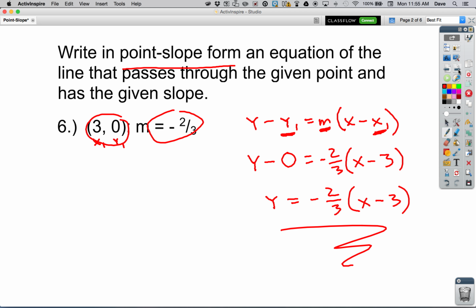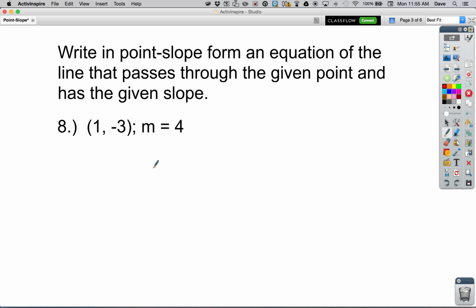All right, let's try another one. Here's number 8. Same thing. Here's a point that my line goes through. Here's the slope that the line has, so I just need to plug it into the right spots. So once again, it should be y minus whatever your y coordinate is, in this case negative 3. I'll put parentheses around that to separate the minus and the negative, equals the slope, which is 4, right here, times parentheses x minus the x coordinate, which is 1.